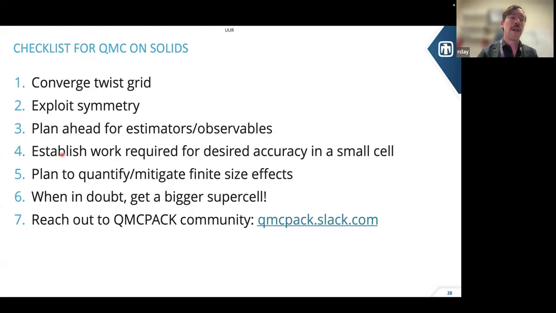So whenever you're developing your plan for a solid state calculation, you really need to articulate what you need and what's the least you can get away with to guarantee that. And usually this can be done in a smaller cell. And then, how are you going to quantify, how are you going to mitigate finite size effects in your system?